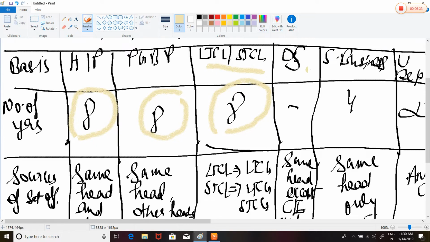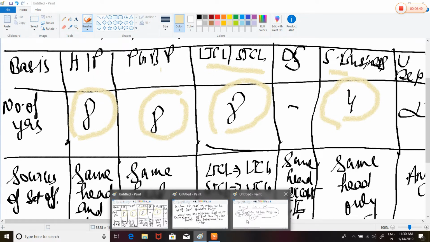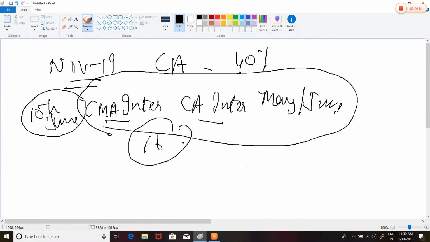Then any speculative business. What is speculative business? We'll discuss it in the next lecture. The number of years for which it can be carried forward is 4 years. For example, if any loss is incurred in previous year 2018-19, then 8 years starting from its assessment year will apply.